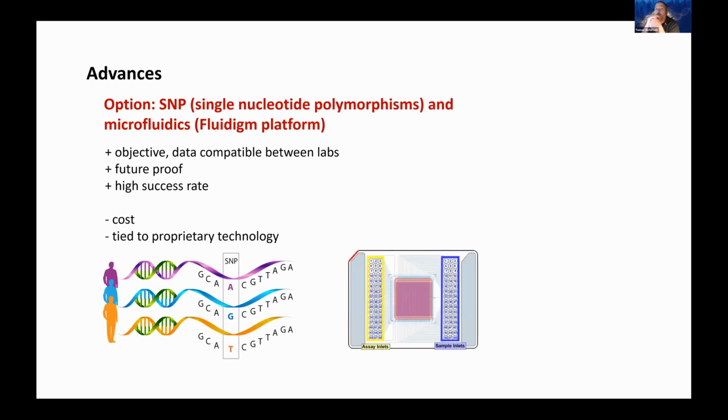Another advance that's being more and more picked up also are SNPs. It's single nucleotide polymorphisms, which is another, let's call it, flavor of a marker. Astrid after me is going to be talking more about them. But they can also be analyzed in non-invasive samples on the Fluidigm platform. Data is also objective and comparable between labs. It's future-proof. They have a high success rate, which is also one of the benefits of genotyping microsatellites with sequencing. They're a bit more costly, and what I particularly don't like is the tie to proprietary technology, the Fluidigm platform, which makes their usage a little bit more tricky.